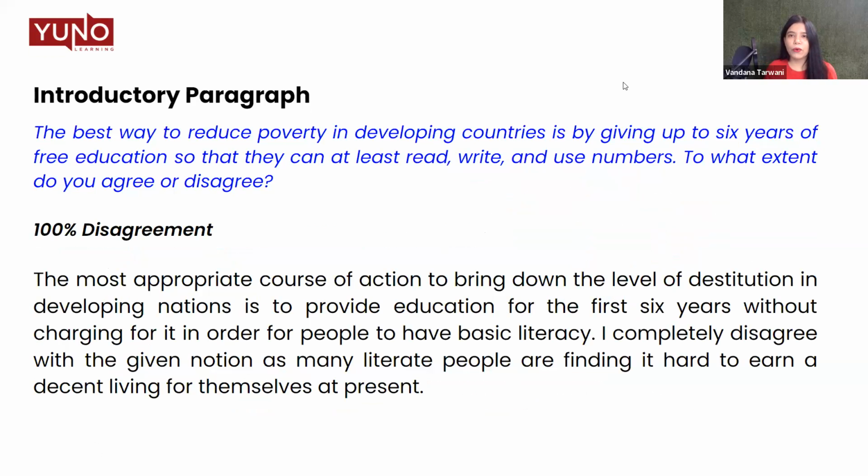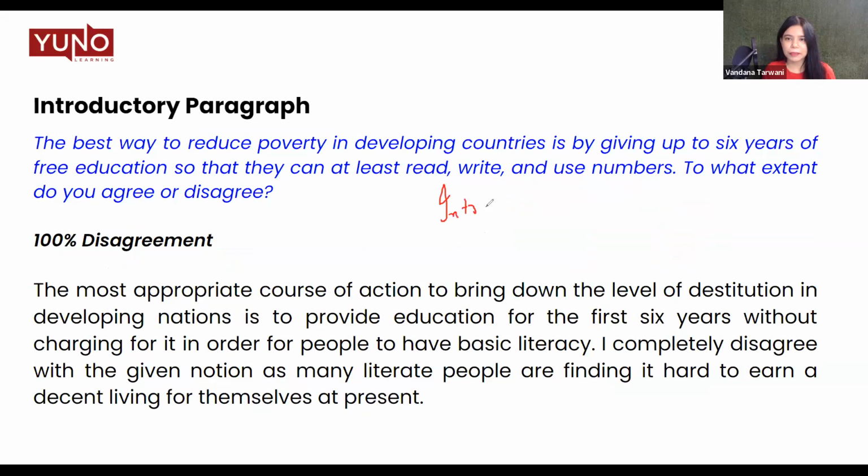All right. Now, before I explain the introduction paragraph to you, let's understand what goes inside the introduction paragraph. Your step number 1 is you are going to paraphrase the information given in the prompt. Paraphrase means you are going to rewrite the information in your own words. Let's see how we have done that. So the very first statement we have written over here, it says the most appropriate course of action. The question here says the best way to reduce poverty. How we are paraphrasing it, we are saying the most appropriate course of action to bring down the level of destitution. Destitution is a synonym of poverty.